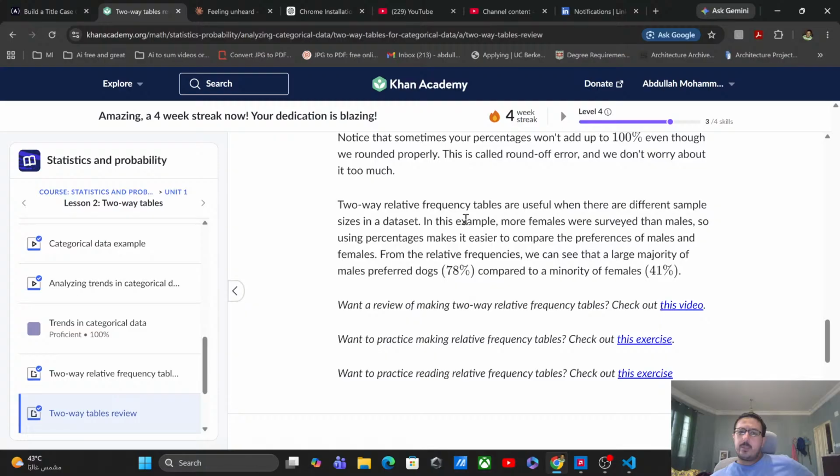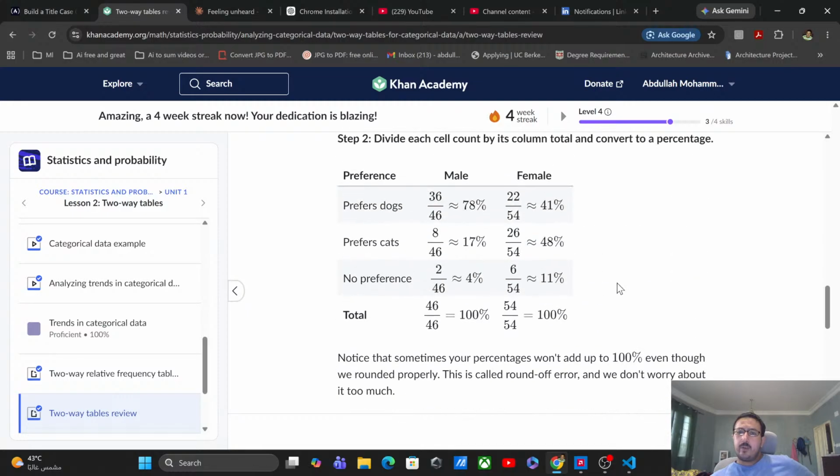Two-way relative frequency tables are useful when there are different sample sizes in a dataset. In this example, more females were surveyed than males, so using percentages makes it easier to compare the preferences of males and females from the relative frequencies. We can see that a large majority of males prefer dogs, 78%, compared to a minority of females.